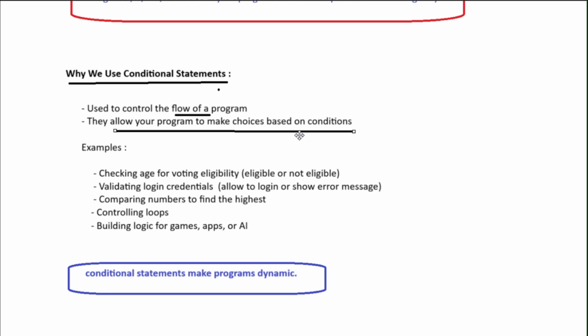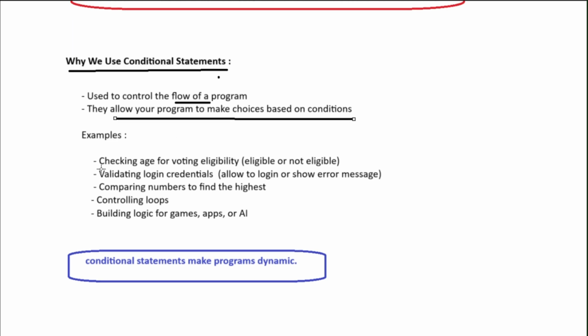Let me give some examples. 1. Checking age. Suppose you are writing a program that checks if someone is old enough to vote. The program needs to decide what to print: you are eligible or you are not eligible. This is done using a condition. 2. Validating login. In an app, when a user enters a username and password, the program checks if the credentials are correct. If true, allow login, else show an error message. 3. Comparing values. You may want to find the largest number among 3 numbers. Python can check each number using conditions and decide which one is the largest.